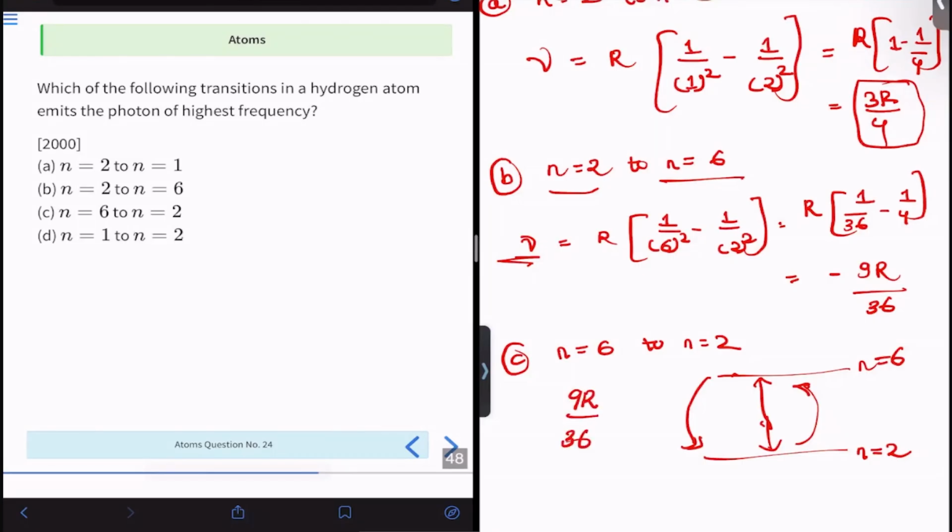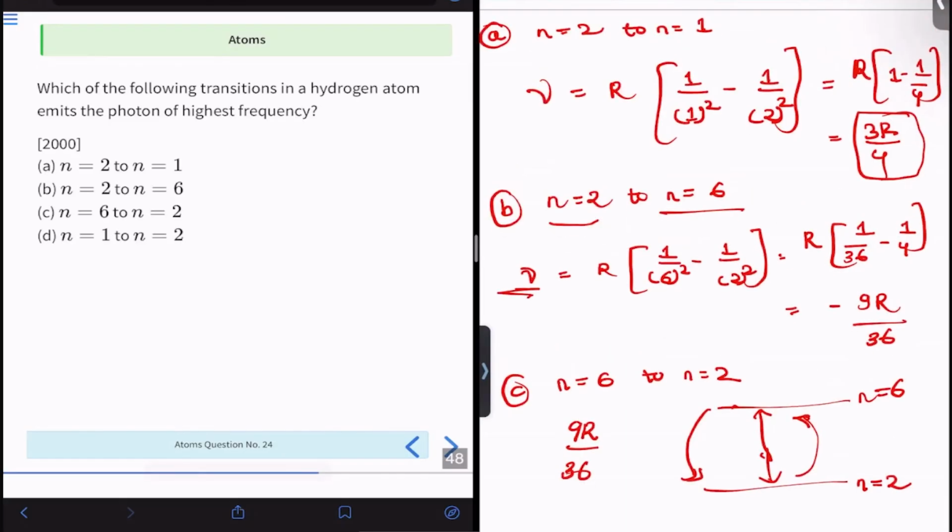Okay, like this you approach questions in competitive exams, guys. Because if you start solving all the options, it will take you very long. So you should know how to tackle all the questions, how to approach the questions smartly.